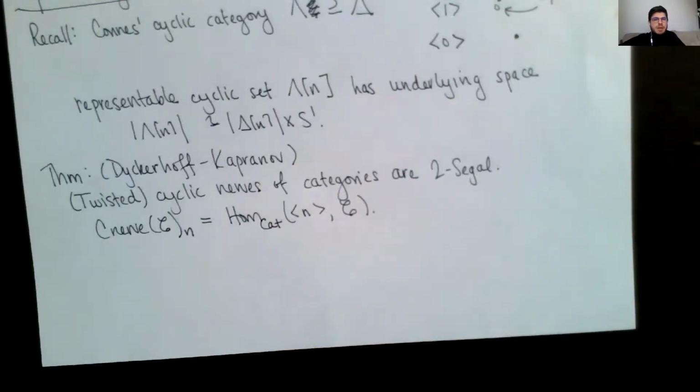Sorry, 2-Segal was a property of a simplicial space, right? Yes, you can also think of it as a strict condition on simplicial sets, where the corresponding maps of simplicial sets are isomorphisms. But here a cyclic nerve is a cyclic set. It's not a simplicial set. Yes, but you can forget the cyclic structure to think of it as a simplicial set, and then ask if it's 2-Segal. You can think of a cyclic set as a simplicial set with this extra cyclic structure. Oh, okay, thank you.